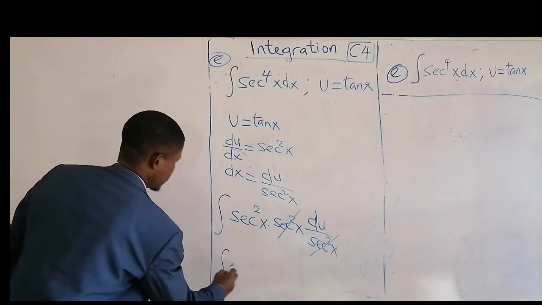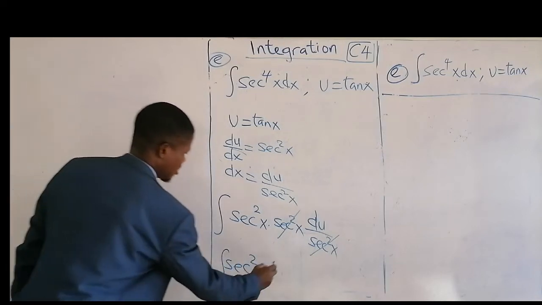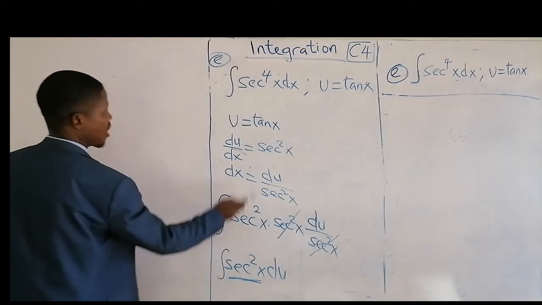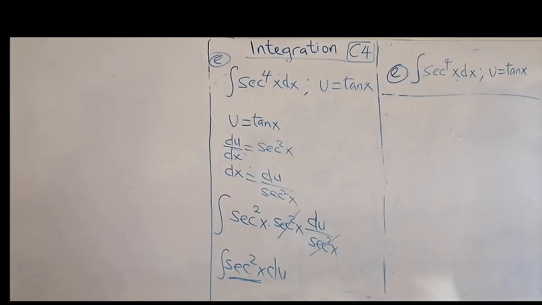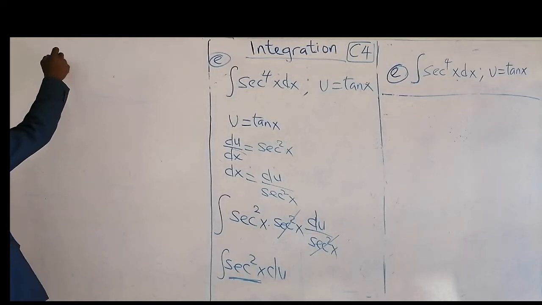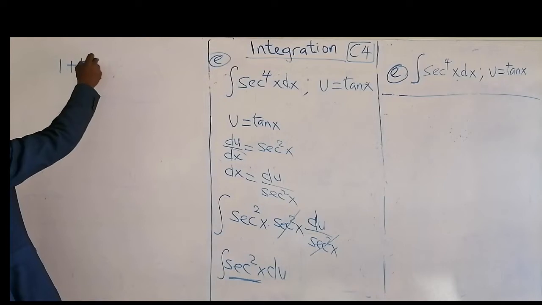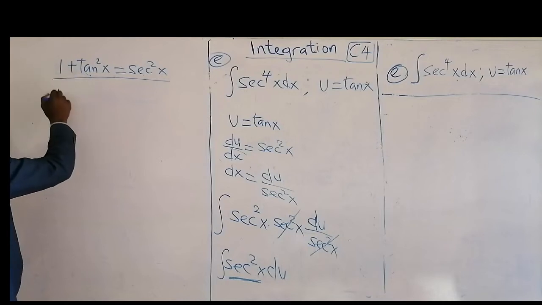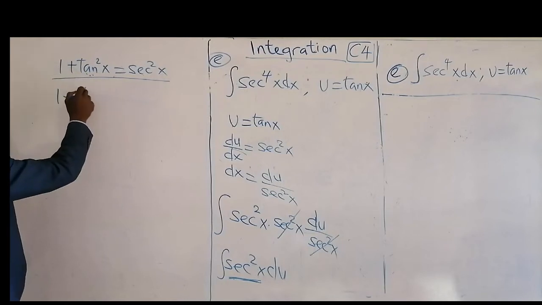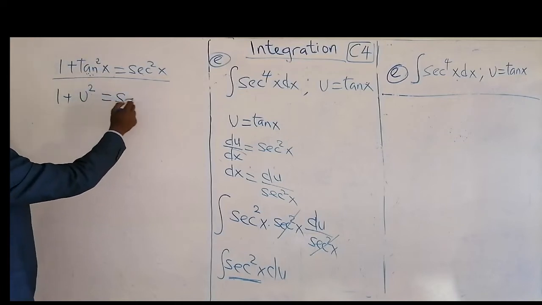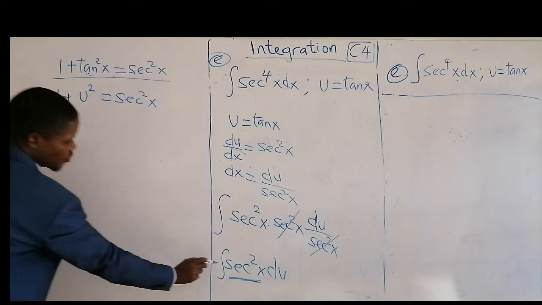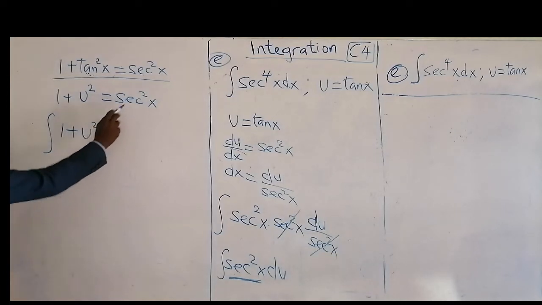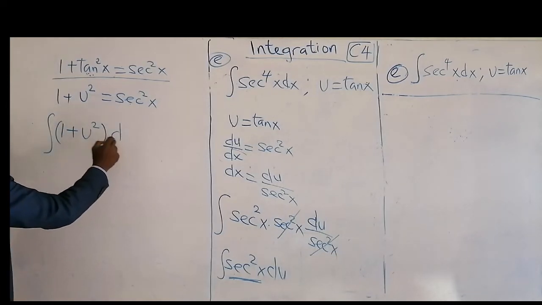I'll just have the integral of sec squared x du. Let's substitute for this. In the substitution, we are only given u equal to tan x, so I will take us back to the identity: 1 plus tan squared x is equal to sec squared x. With this, I will now have 1 plus tan squared x, where tan x is u, so that will be 1 plus u squared equal to sec squared x. Then I go back to where I stopped and plug in the value, and that is the integral of (1 plus u squared) du.